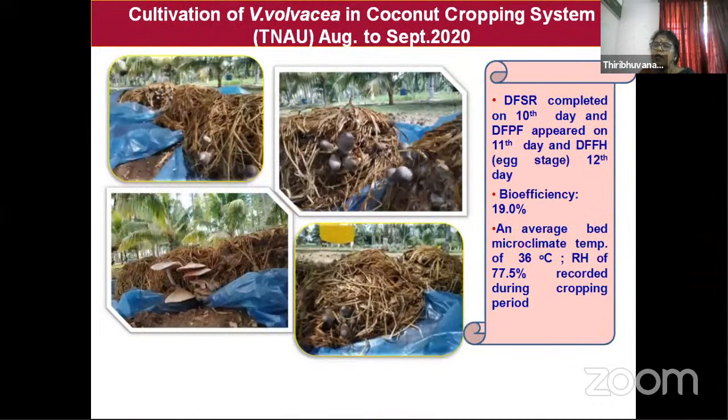Similarly, in the coconut cropping system, we tried at our TNAU, but though the bioefficiency reached 19%, there was a further delay in the first harvest by 1 or 2 days because the relative humidity was only about 77%, not above 80. There was this delay because the interspaces are more open and the humidity is not there. If we go with other short hybrids with closer spacing, we could still get more yield. So this is another finding.